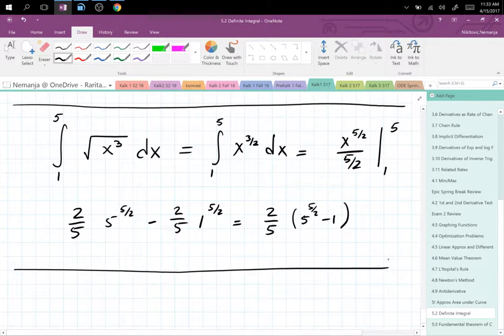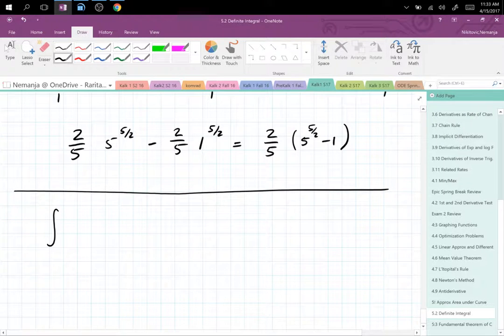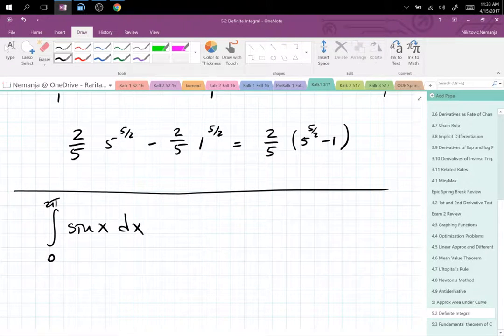Great. How about sine? I know you like that one. Sine x dx from 0 to 2 pi. I know how much you love trig.